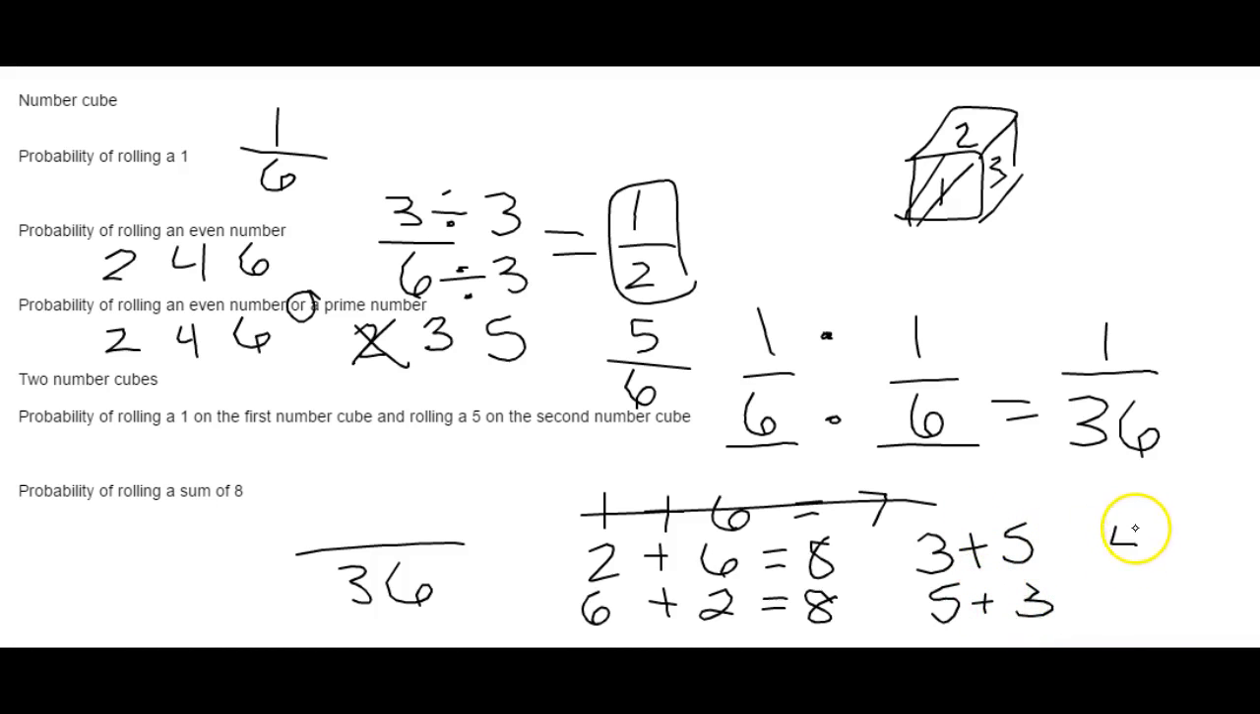Then we look at 4. 4 can add to 4. But if we flip it, it just repeats, and we don't need that repeated option. So we have 1, 2, 3, 4, 5 ways to get a sum of 8. So 5 out of 36.